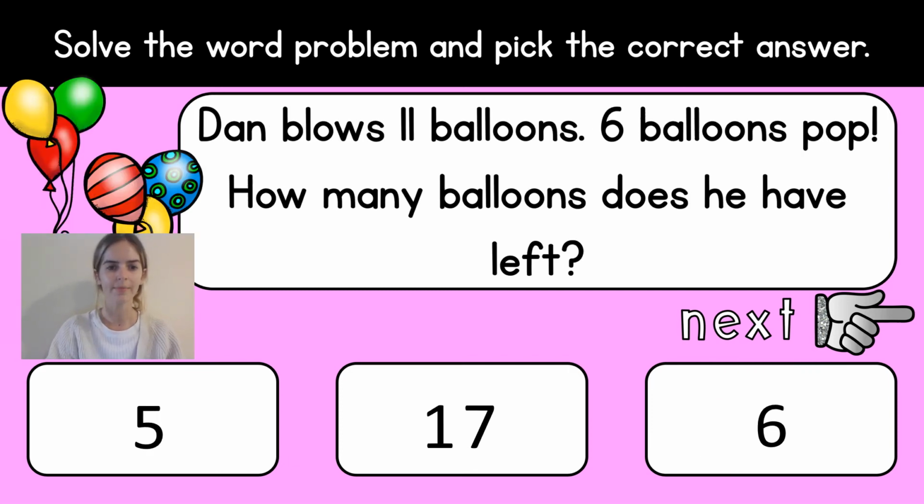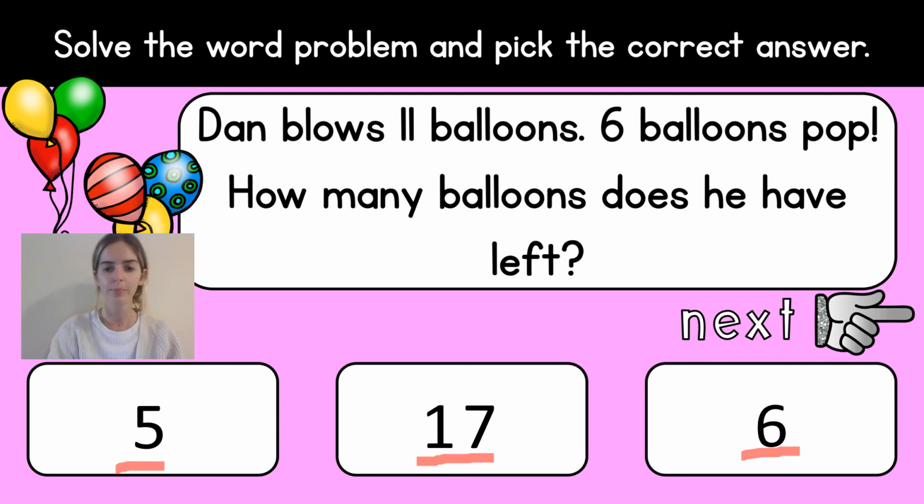Okay, let's look at this one. Dan blows 11 balloons and 6 balloons pop. How many balloons does he have left? Okay, so the answers that we can choose from are 5, 17, and 6. And do you know what, boys and girls? We can already rule out 17 because 17 is bigger than 11. And we're starting with 11. And we know with subtraction, we are taking away, we are going backwards, and it's always less than the bigger number. So let's take a look at how we can solve this.